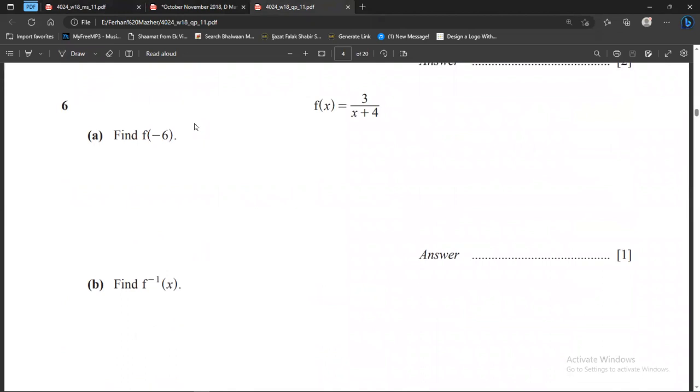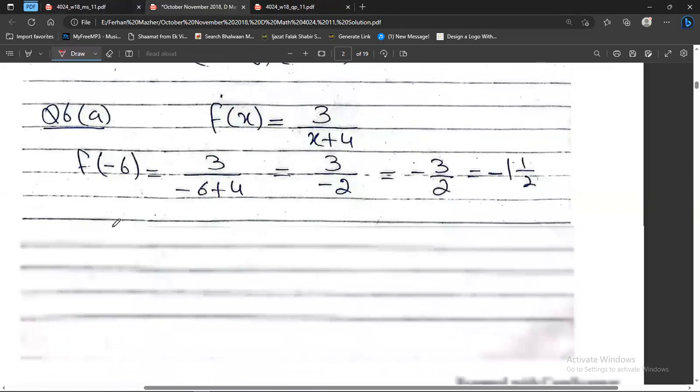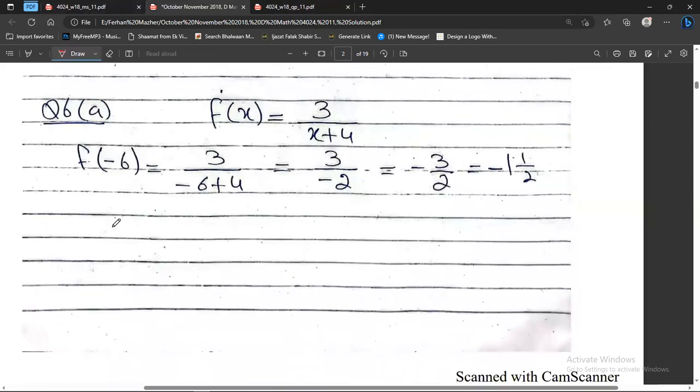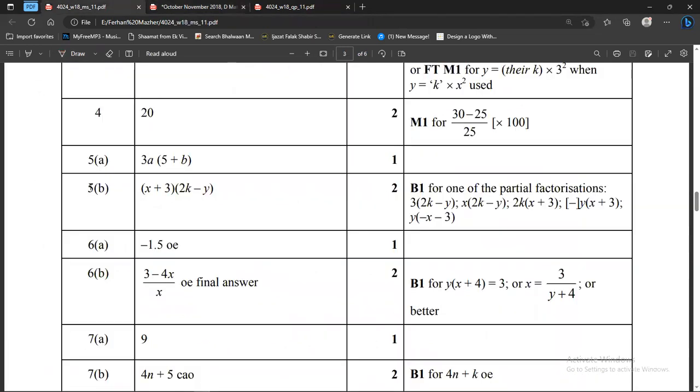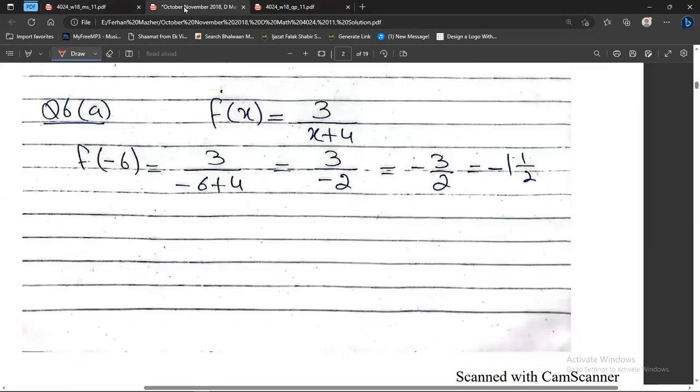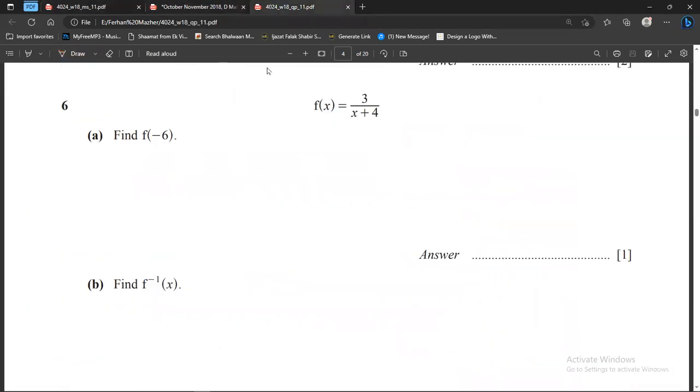Okay, question number 6. Here a function is given. F of x is equal to 3 divided by x plus 4. The first part is find f of minus 6. F of minus 6 means that in that formula, wherever there is x, substitute it with minus 6. So F of minus 6 is equal to 3 divided by minus 6 plus 4. So you will have 3 by minus 2. So minus 3 by 2, that is minus 1 whole 1 by 2. Minus 1.5 is the answer. That is the right answer, sir. This is the solution.